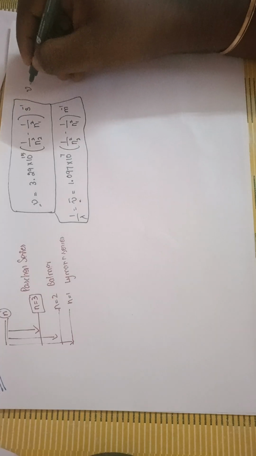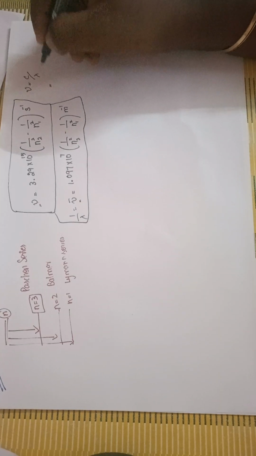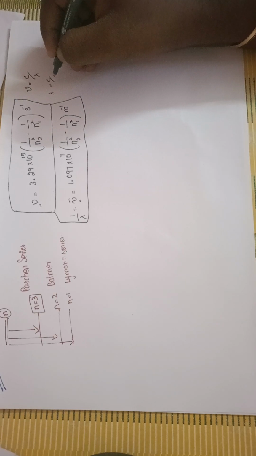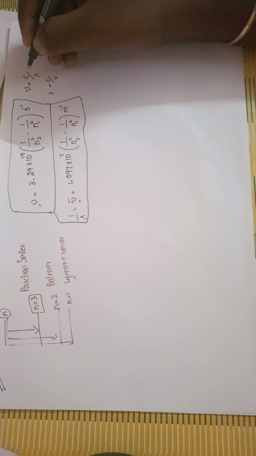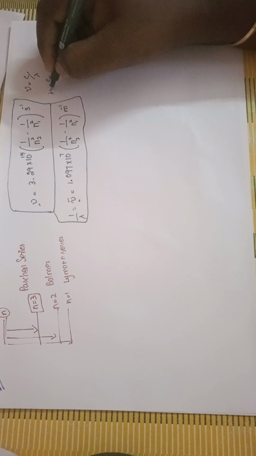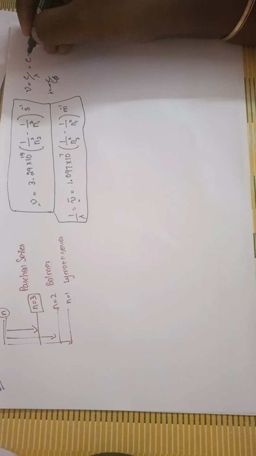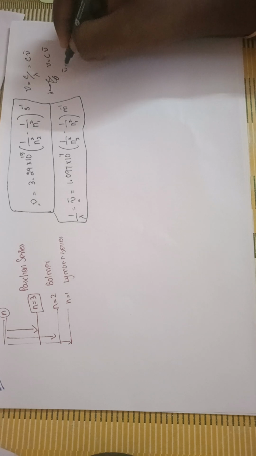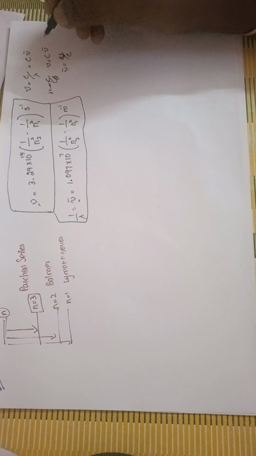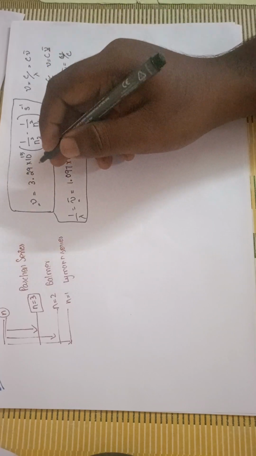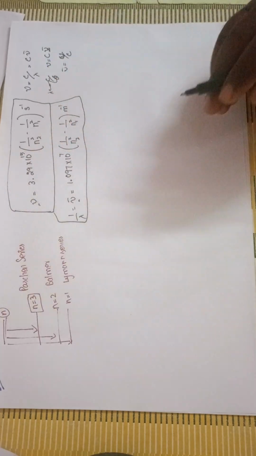Nu equals c by lambda, so lambda will be equal to c by nu. The 1 by lambda we can write as nu bar. So nu equals c into nu bar. In terms of nu bar, nu bar equals nu by c. So when you divide this value by c, where c is the velocity of light, you will get this value.